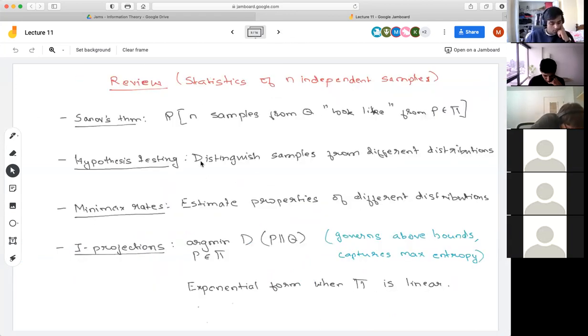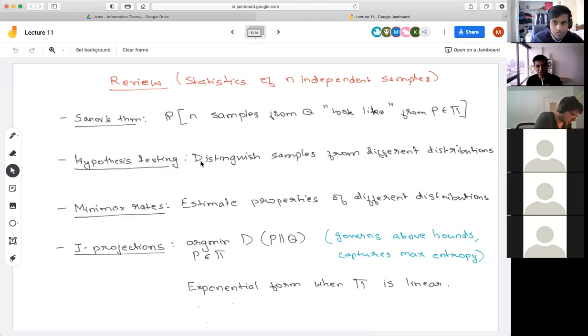Okay, so that was an application of what we discussed last time, and that roughly wraps up the discussion of information theory applied to statistics. In particular, we talked about statistical problems with n independent samples from some possibly unknown distribution, from one distribution in a family and so on. And we talked of Sanov's theorem, which tells us roughly what is the probability that n samples from a distribution Q look like they're coming from some other distribution P, maybe for one P in some large family pi.